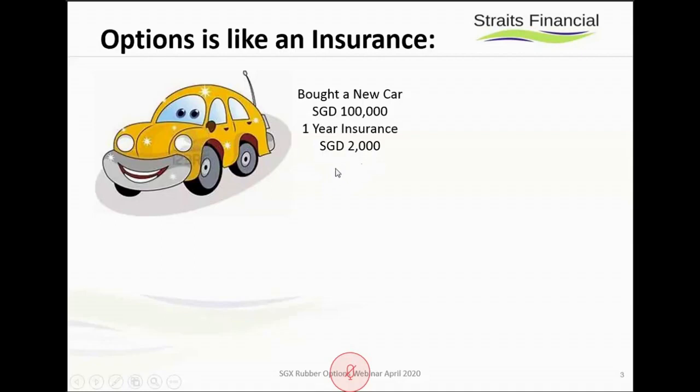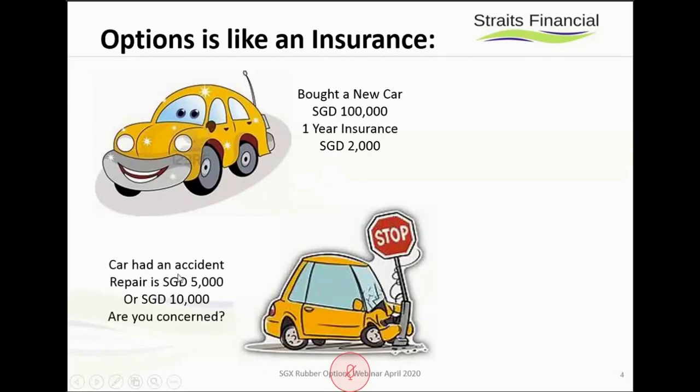So in option trading, you also trade the premium. When you buy an insurance, you are known as the holder or the buyer of the option. The seller, the insurance company, whether they are NTUC or AIG, is the seller of the options. So if your car happens to meet an accident, and the repair cost is $5,000 or $10,000, are you worried or concerned? No, because you already paid the $2,000 premium to insure your car, and the insurance company will have the obligation to repair your car to your satisfaction.